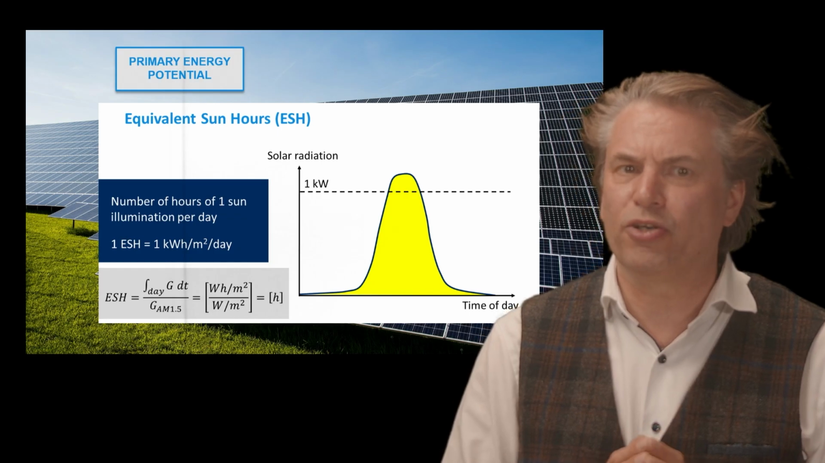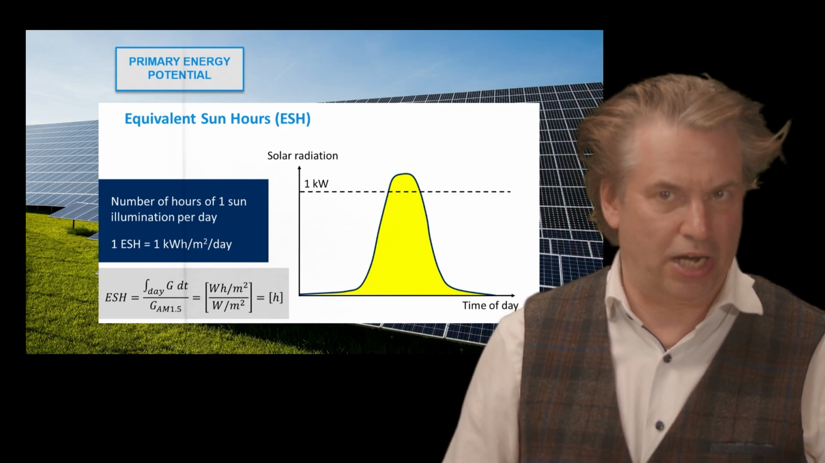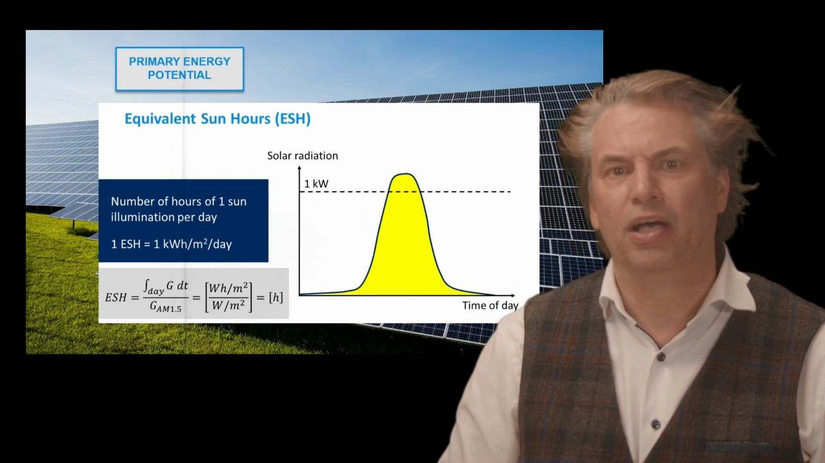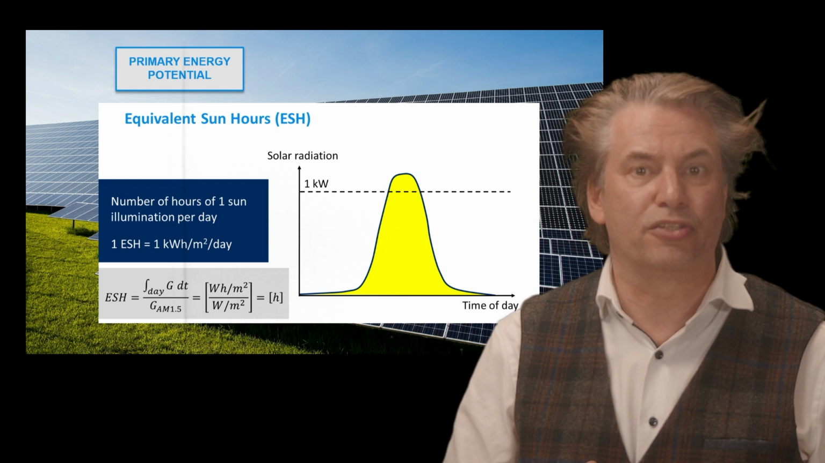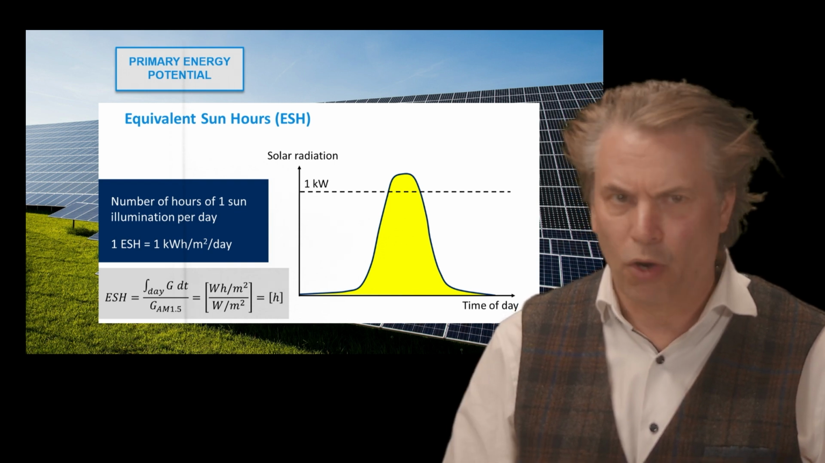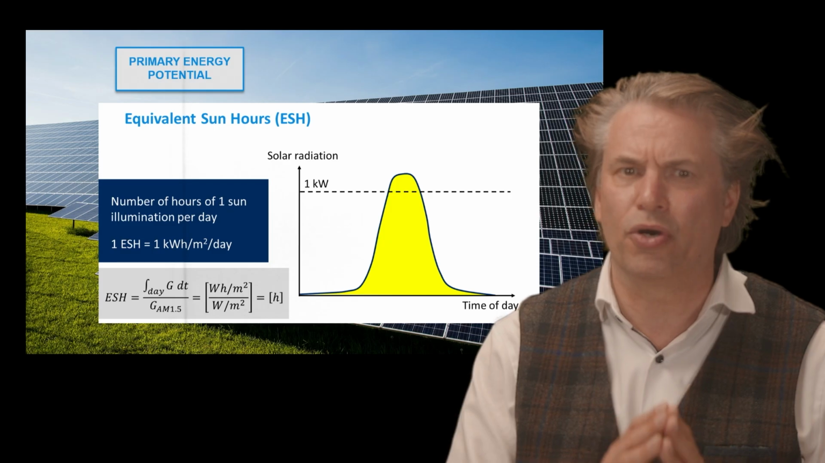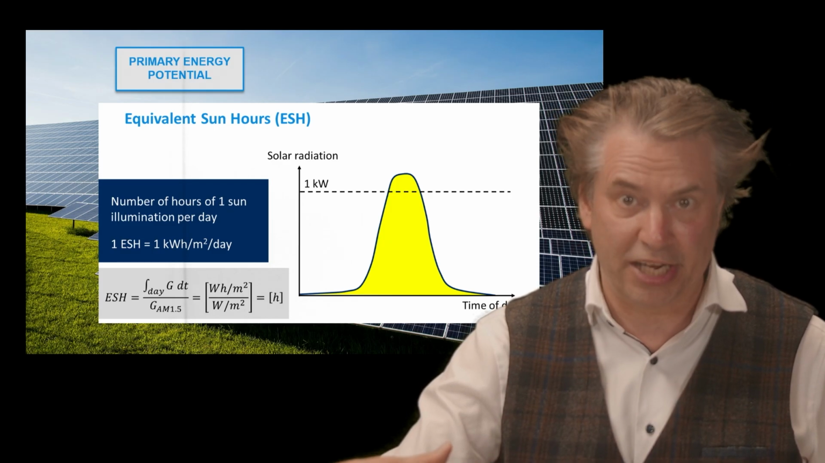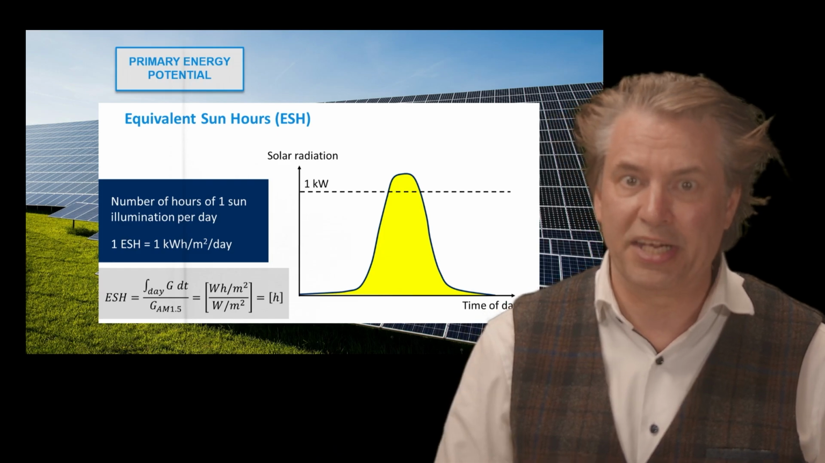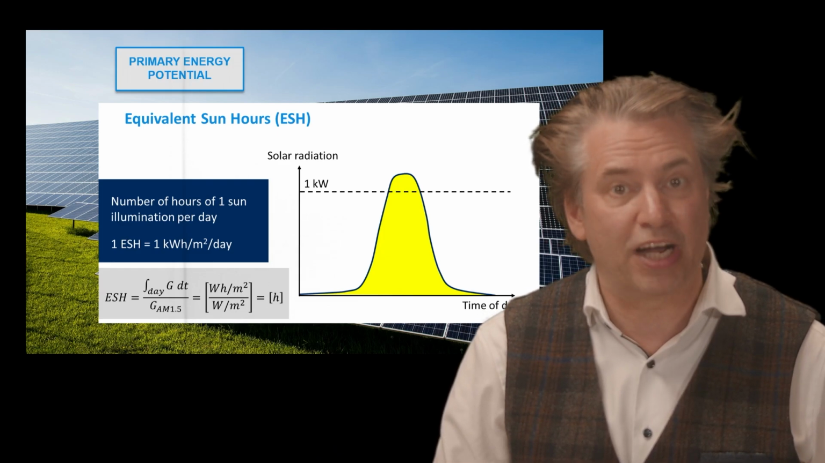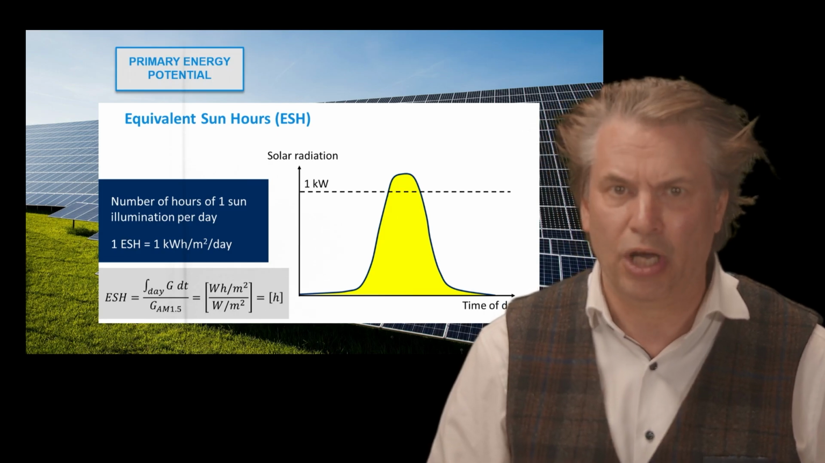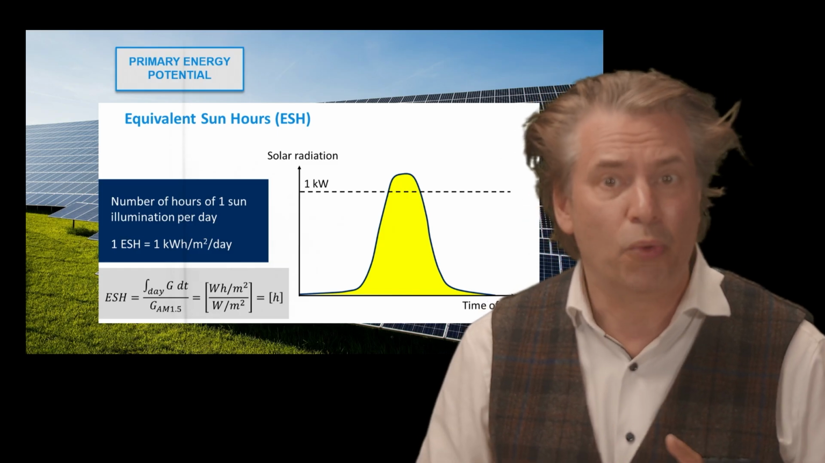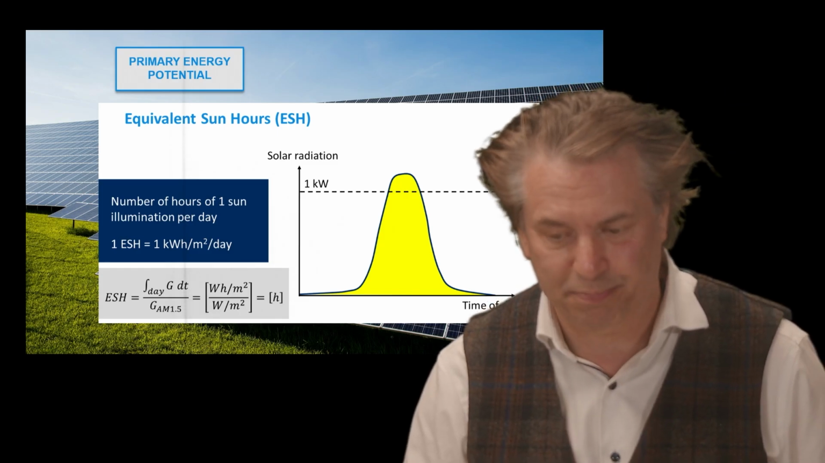Often the irradiation is also expressed in the number of equivalent sun hours. In this graph you see the typical solar irradiance G over a single day. The total solar energy incident is the surface under this graph. 1 equivalent sun hour is defined as the total radiation of 1 kilowatt hour received on a square meter per day, or in other words 1 hour of the standard radiation conditions AM 1.5 of 1 kilowatt per square meter. In other words, if we divide the solar radiation of a day by 1 kilowatt per square meter, we get the number of sun hours per day.